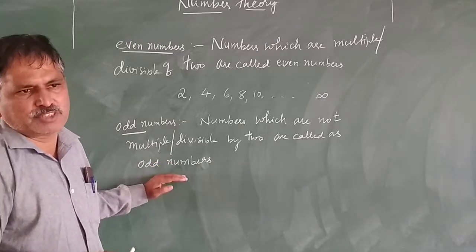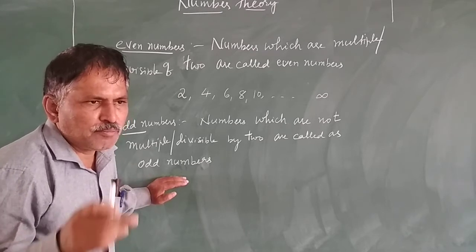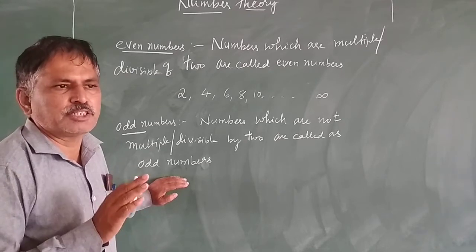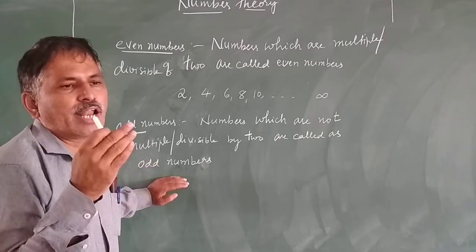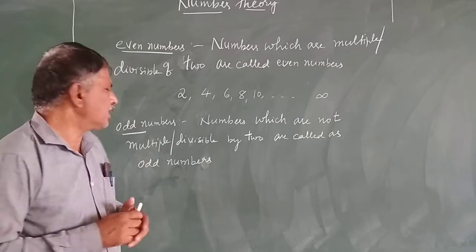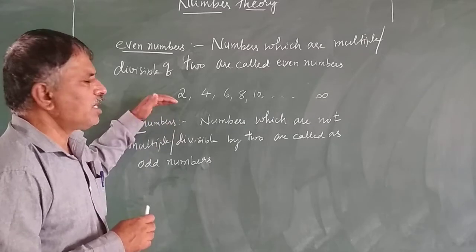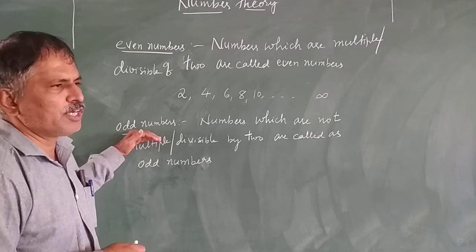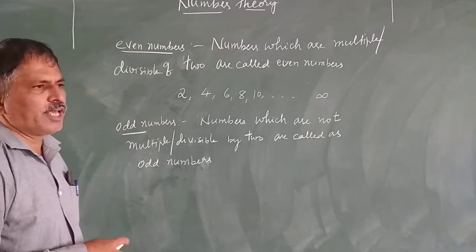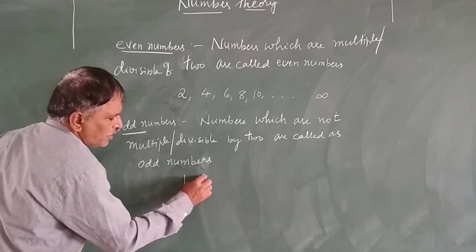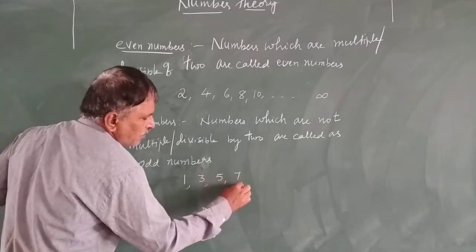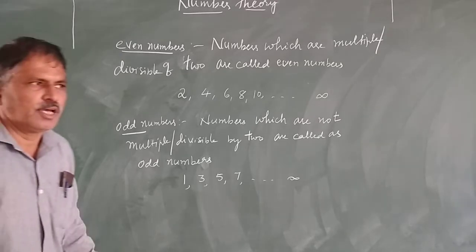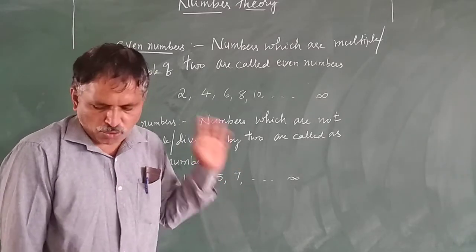In the sense of exactly divisible. All numbers are divisible by 2, no doubt, but when you divide, you should not get a decimal. You should get a whole number or a natural number. Those numbers are called odd numbers. Numbers which are divisible by 2, or multiples of 2, are called even numbers. Numbers which are not multiples of 2 or not divisible by 2 are called odd numbers. For example, 1, 3, 5, 7, up to infinity. This is the difference between odd and even numbers. Please note it down.